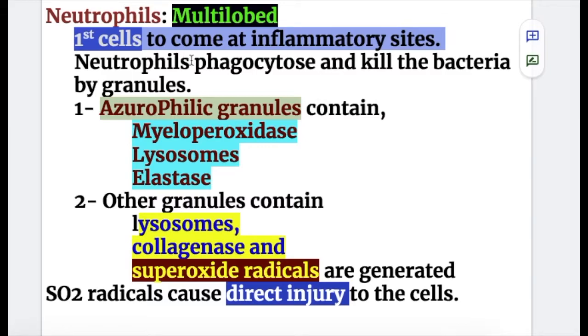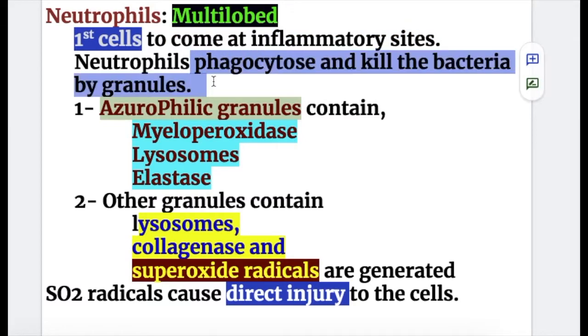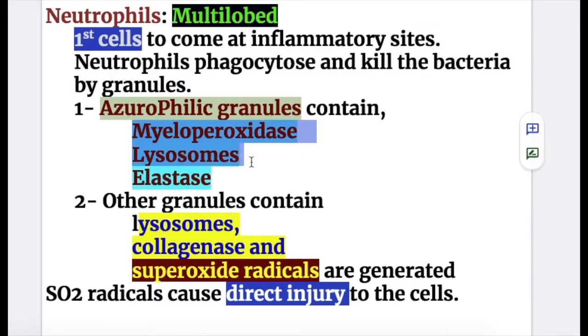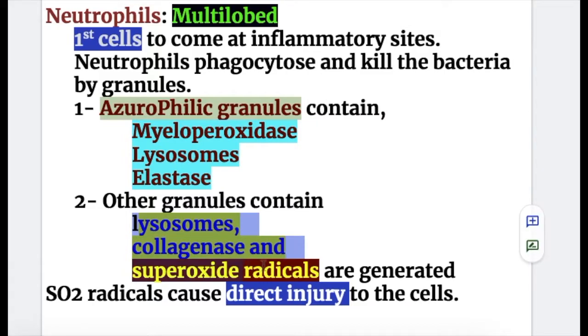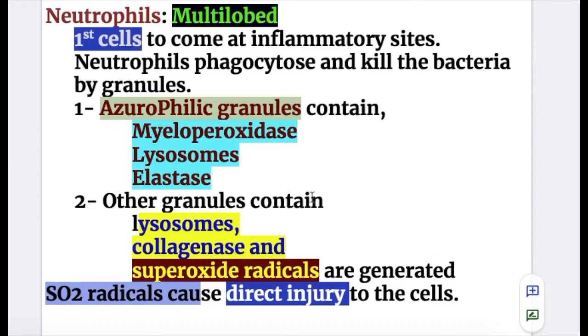Neutrophils phagocytose and kill the bacteria by granules. Which granules? Number 1, azurophilic granules, and the other granules. So what do azurophilic granules contain? They contain myeloperoxidase, lysosomes, and elastase, whereas the other granules contain lysosomes and collagenase, and superoxide radicals are generated from them. The superoxide radicals cause direct injury to the cells.